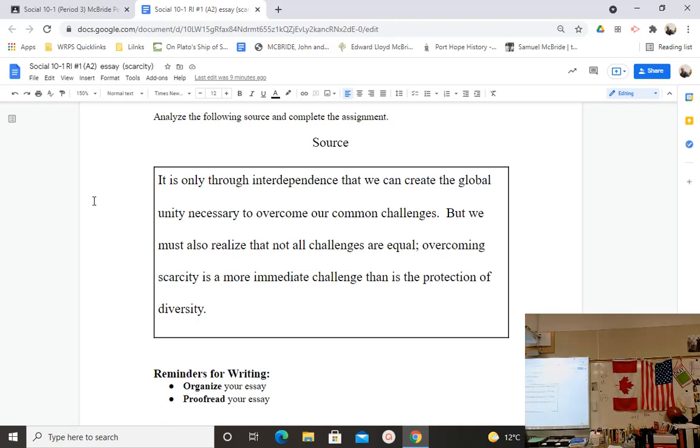What word on the page says that we need to overcome scarcity first? Yes? It's a more immediate challenge. So when the source suggests that scarcity is a more immediate challenge, it's prioritizing our common challenges. It's saying we have to address this one first. Now, why? Why might they say that? Is there an observable phenomenon? Is there something that we could allude to that isn't explicitly said on the page? But we can infer that when they say it's an immediate challenge, it's this that they're thinking about.